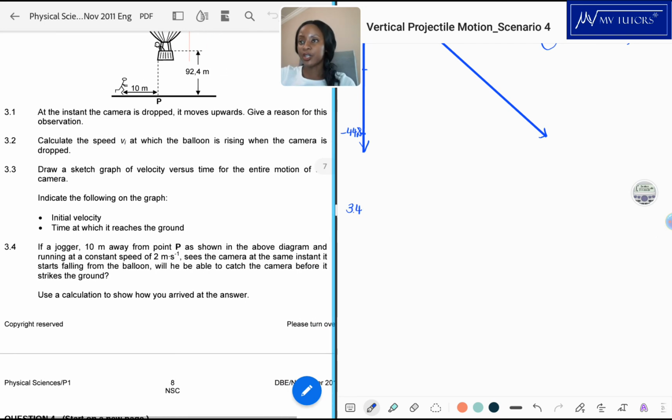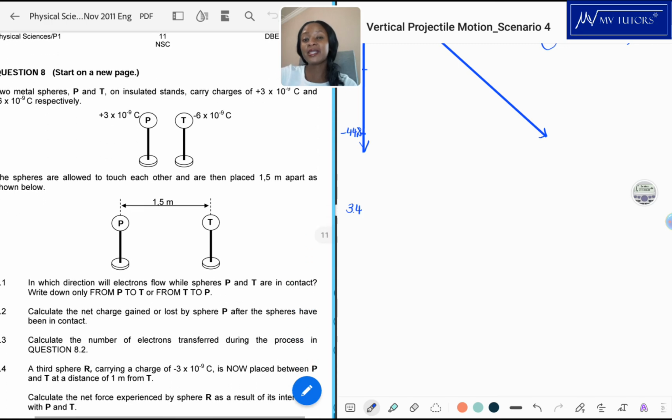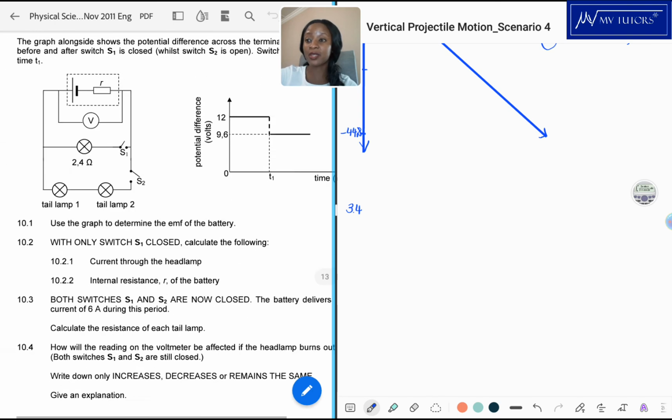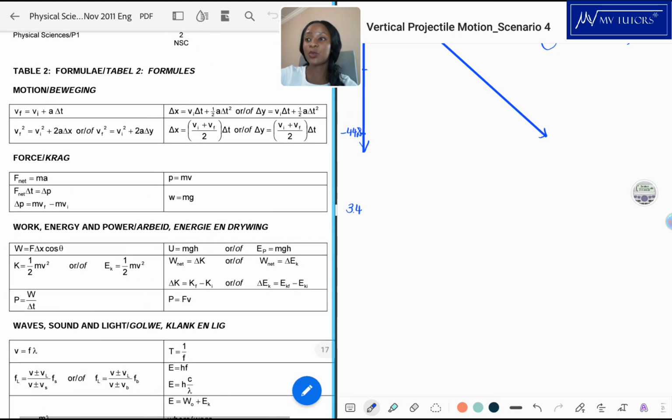It says, a jogger is 10 meters away from point P, as shown in the above diagram, and running at a constant speed of 2 meters per second, so this person is not accelerating. If the jogger sees the camera at the same instant it starts falling from the balloon, will he be able to catch the camera before it strikes the ground? Considering my equations of motion, I want to calculate the time it takes for him to get to point P. I know that the camera will strike the ground at 6 seconds, but I just want to find out how long it will take him. Then I'm going to compare the two answers and conclude.